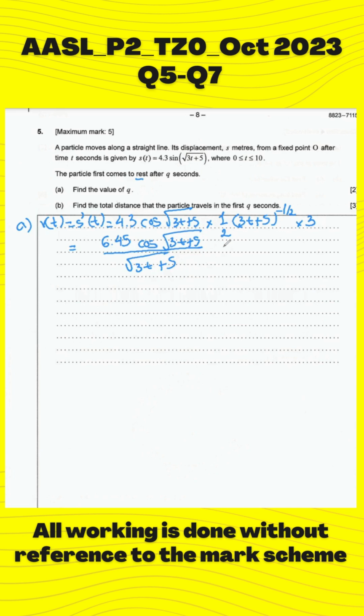So the particle first comes to rest. That means the velocity will be 0. So we use GDC to solve. The velocity equals 0, so t will be 5.74 seconds. Round to 3 significant figures. We use GDC.